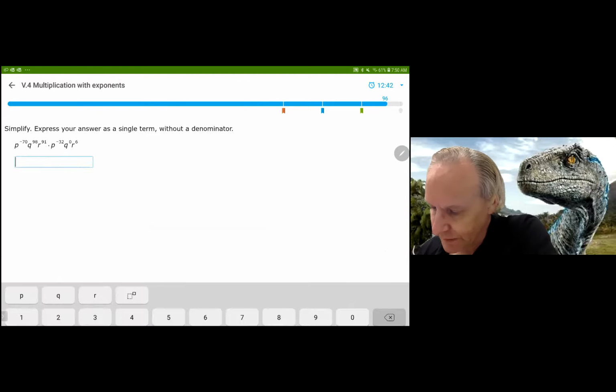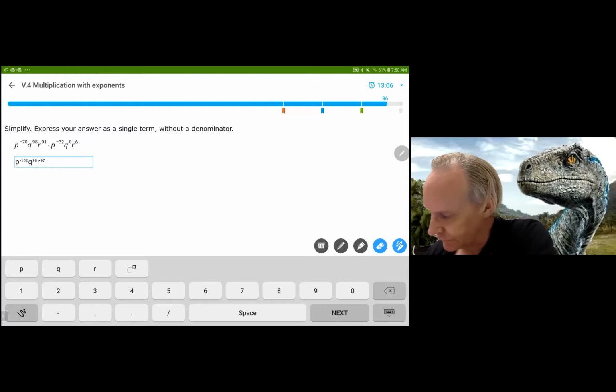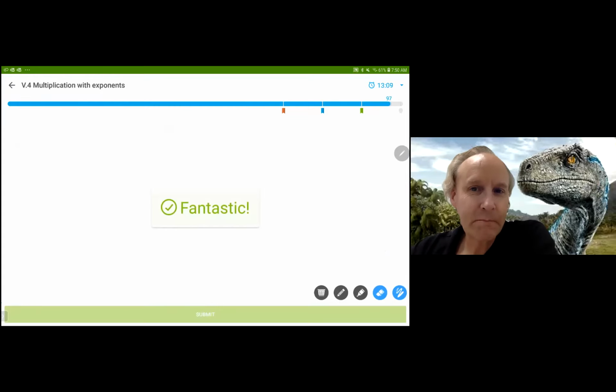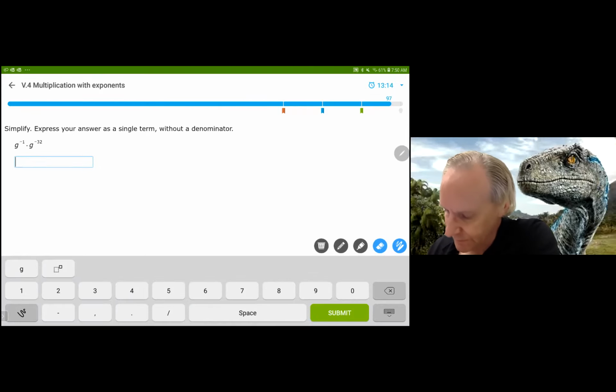Okay, looks like we have a p raised to the negative 102. Oh, missed the 0. Don't want to miss it for that reason. Q raised to the 98th. And an r raised to the 97. P, Q, R, looks good. And, oh, nice easy one, G to the negative 33. Looks good.